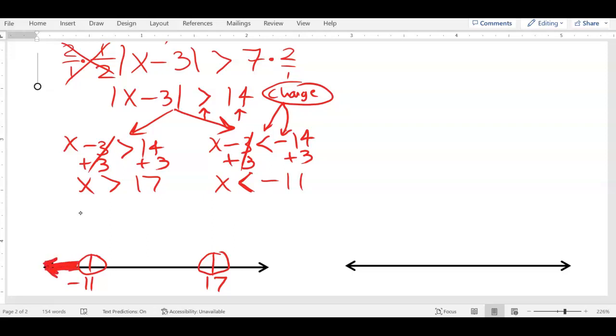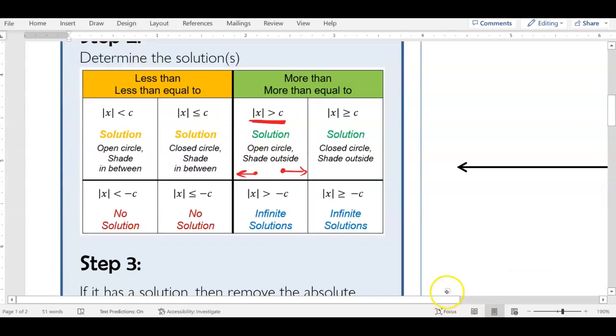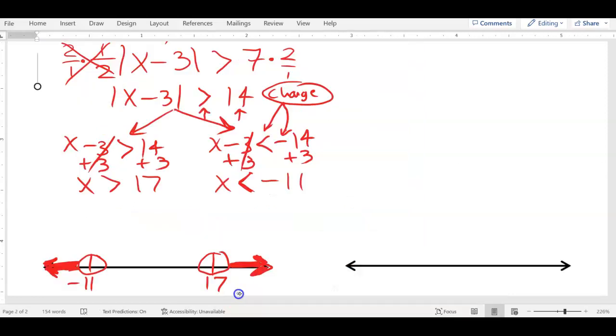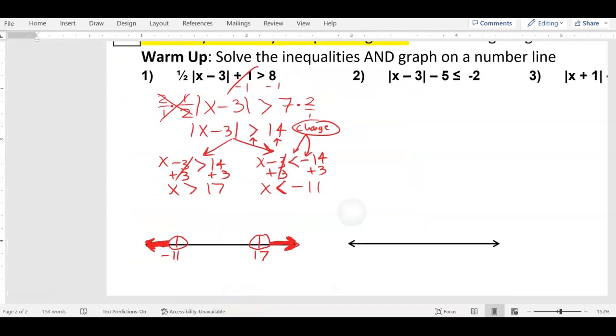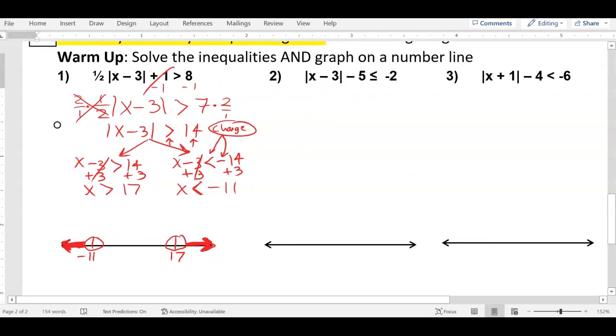And then for x being greater than 17, it's going to go to the right, greater, and then put an arrow. Okay, so it's just like our note said right here. Okay, it's open circles. It was open circles shaded outside, meaning it's going opposite directions, just like that. Okay.